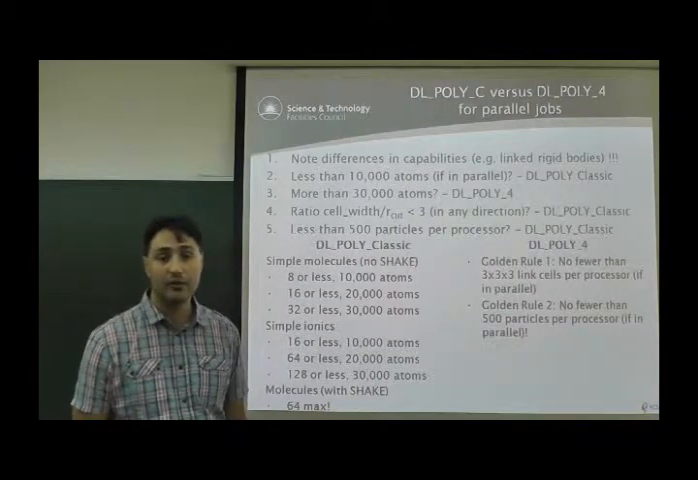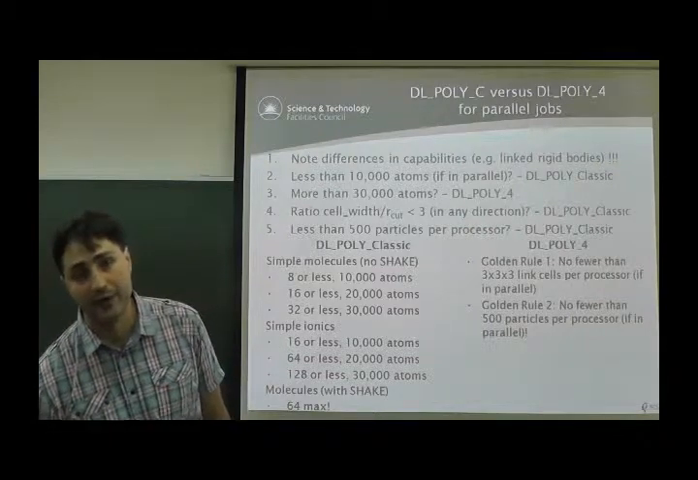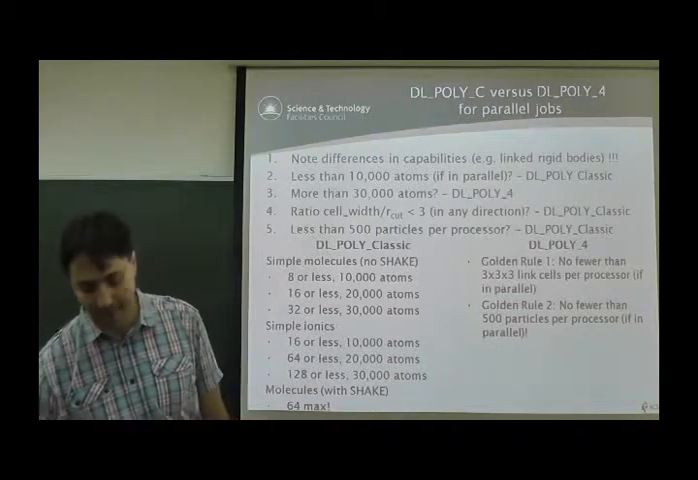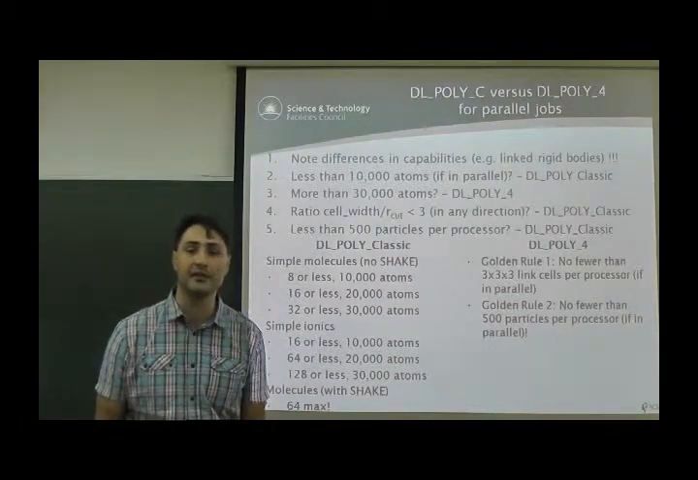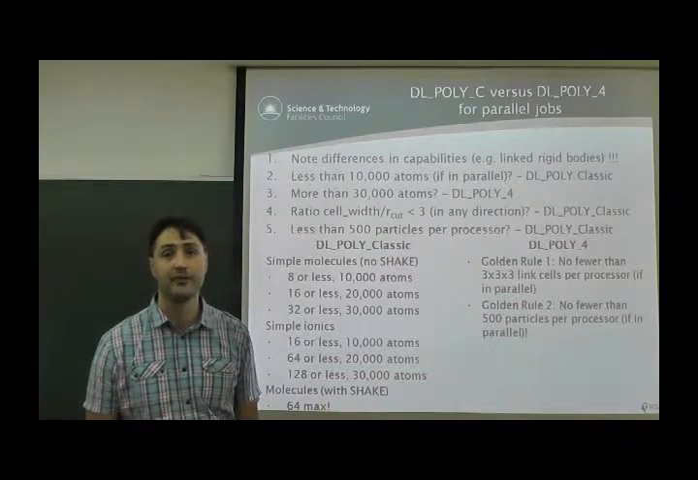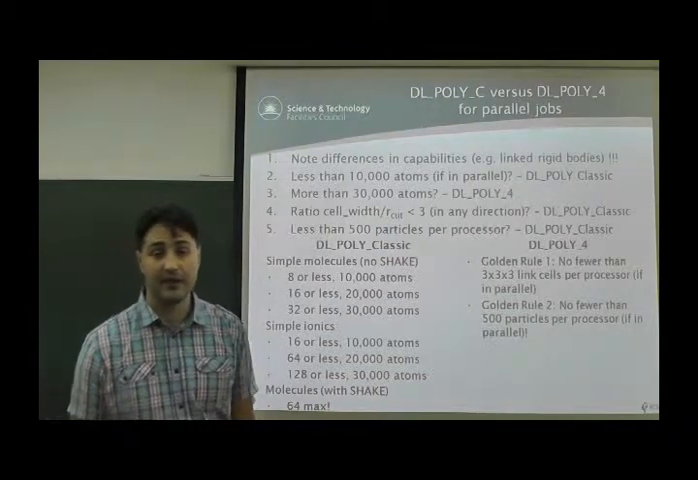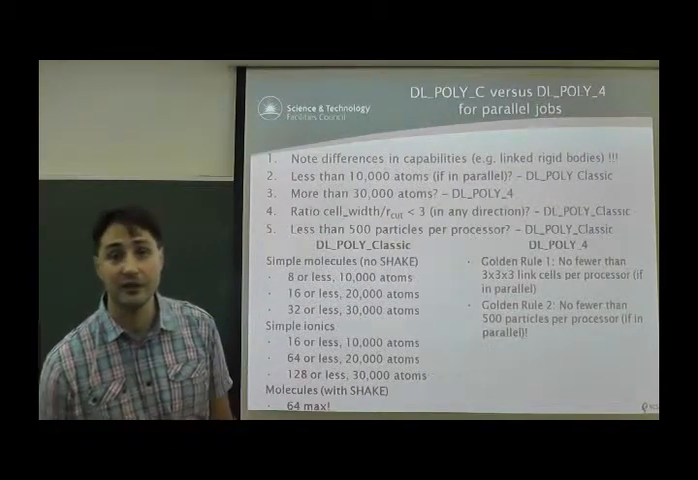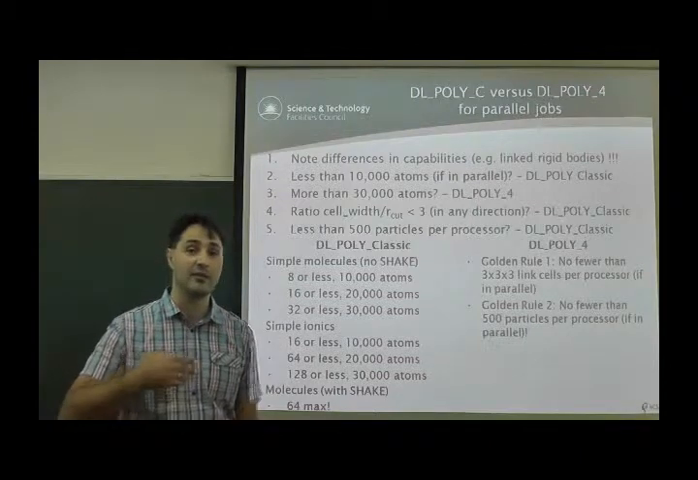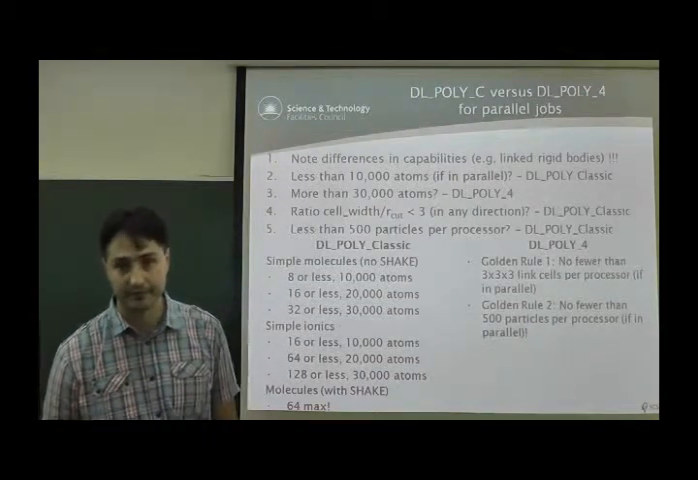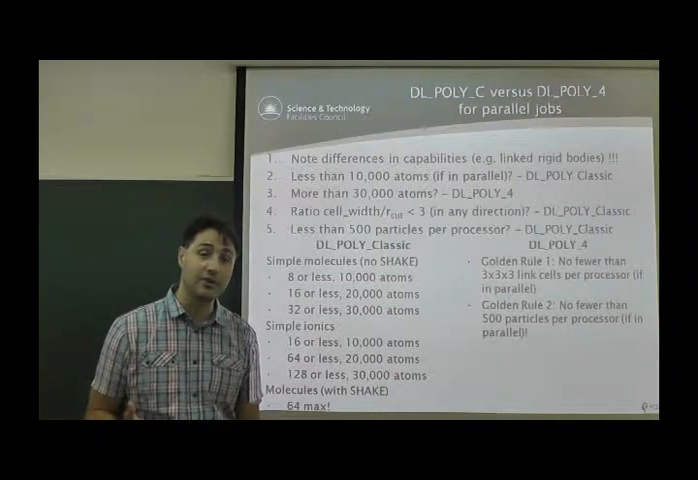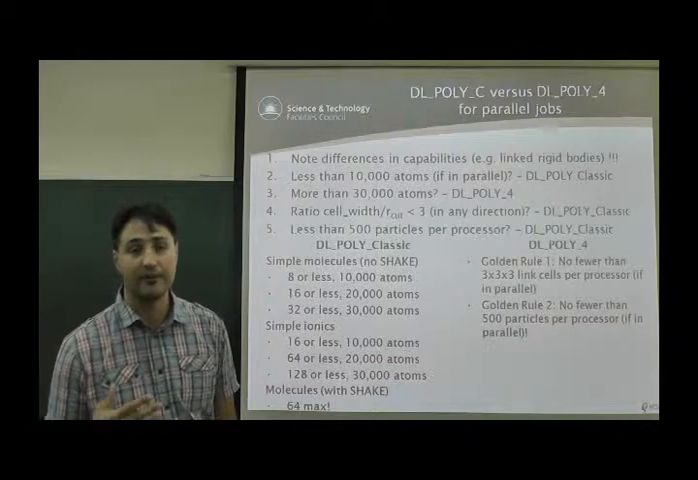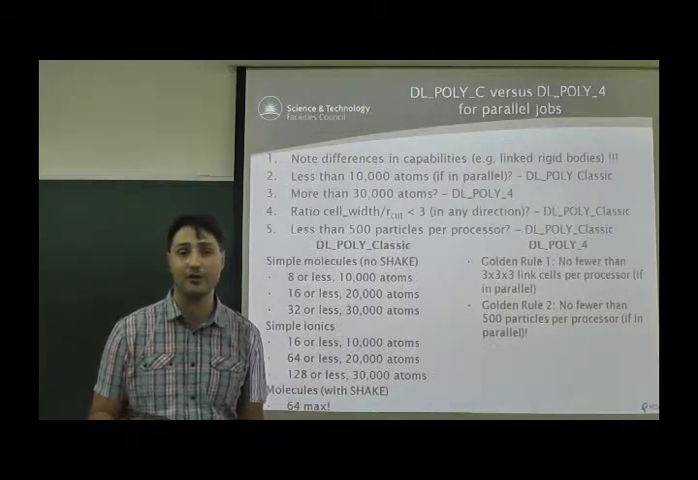A few rules of thumb for whether you should run DL_POLY Classic or DL_POLY 4 and on what number of processors. Essentially, they're very different, engineering-wise. However, they should do the same job on the same system, but they will do it slightly differently, even though they will produce the same numbers and the same files. Due to the different parallelization they use, they have different advantages depending on what you can do and on how many processes you execute.